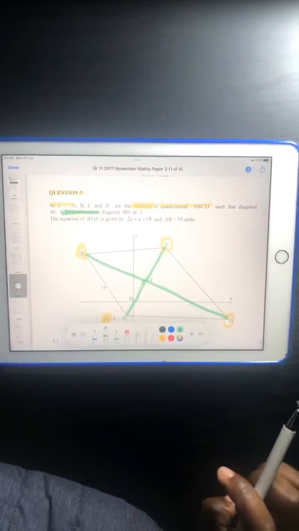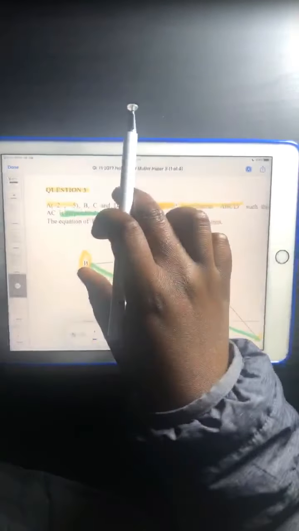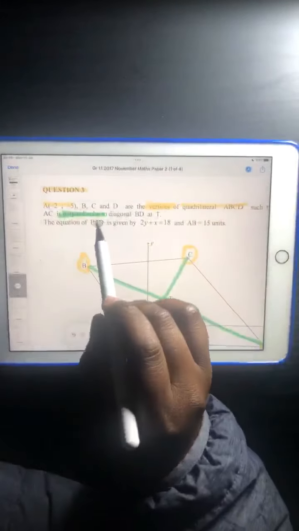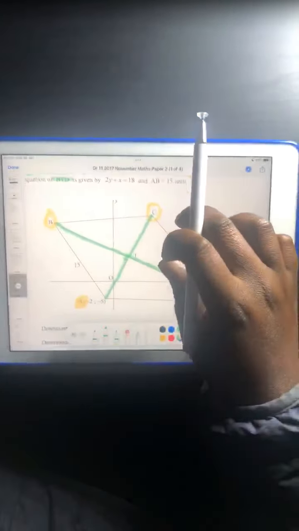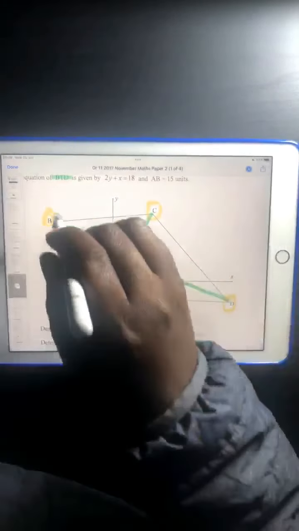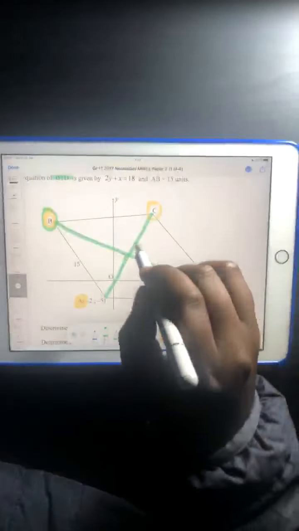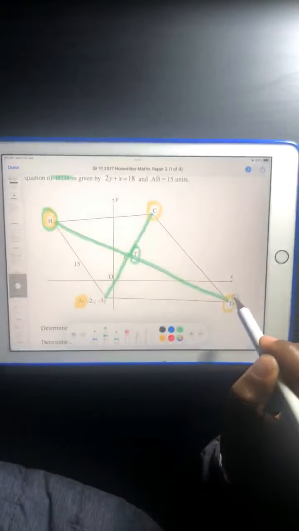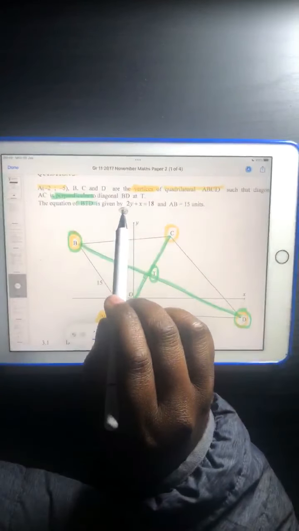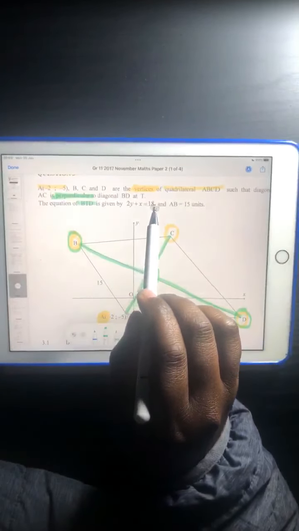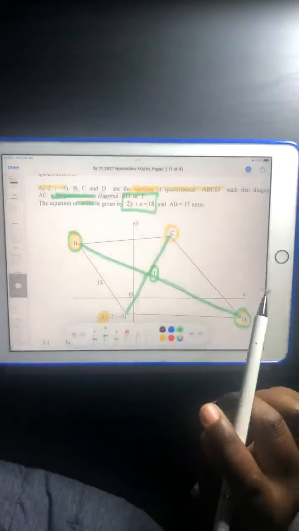Let's see. The equation of BTD. What are they talking about? Oh, there's B. Where's T? Oh, there's T. D. Oh, there it is. It seems like everything they are talking about is there. It is given by 2y plus x is equal to 18. Hey, the examiner is trying to be tricky. I'll explain to you guys shortly.